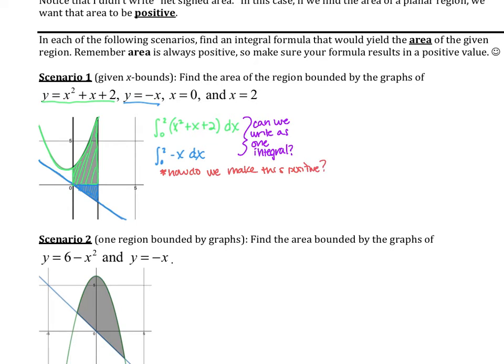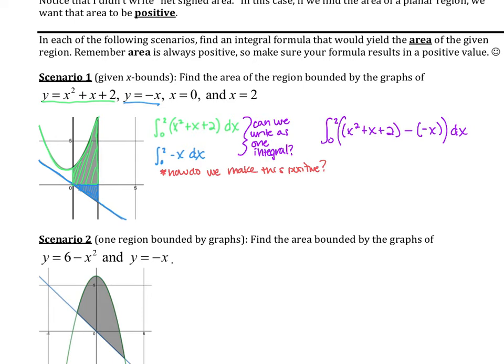If I want to combine these as one integral, but I want to make that blue area, the integral from 0 to 2 of negative x dx, positive, how do I do that? Well, I'm going to subtract the two. So I can combine this to be the area under the curve from 0 to 2 of x squared plus x plus 2 minus negative x. That will turn that area positive. And if I take the integral of all of that with respect to x, then I can find the total area.